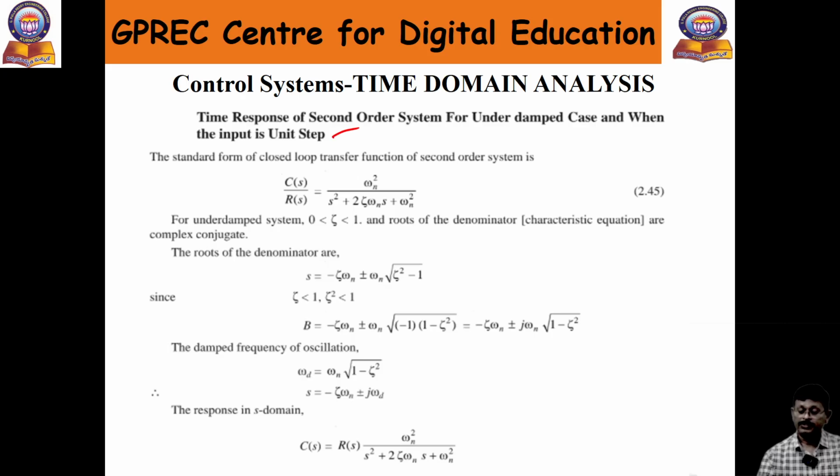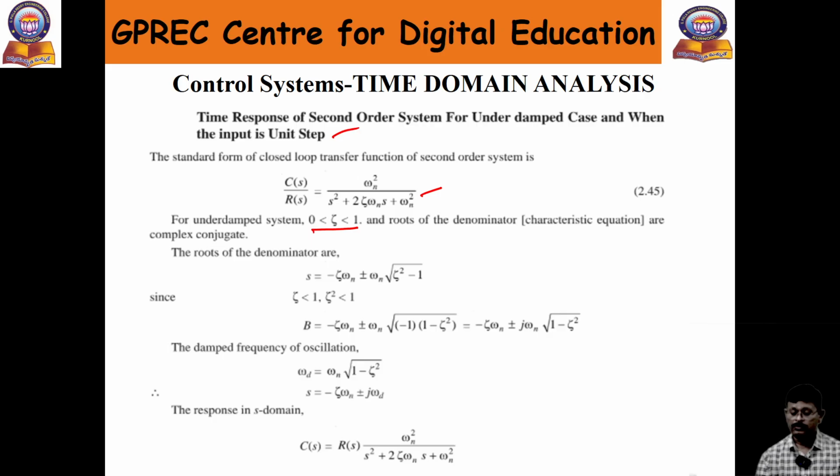Now, this is the standard second order equation: C of s by R of s equals omega n square over s square plus 2 zeta omega n s plus omega n square. I am taking zeta between 0 and 1. The roots of the denominator are complex conjugates. So s equals minus zeta omega n plus or minus omega n root of zeta square minus 1. Since zeta is less than 1, zeta square is also less than 1.